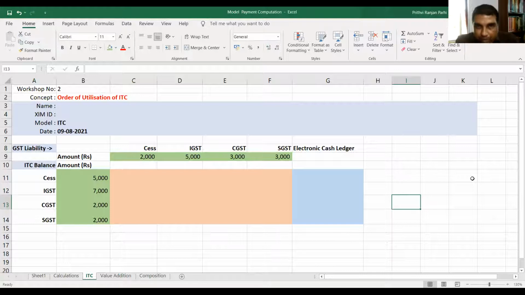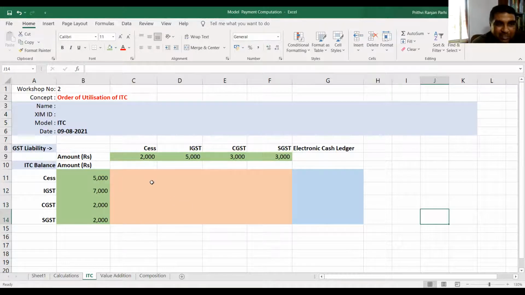Now tell me, if this is the situation, how to use it? Next class, everybody has to come with this format. I'll be changing the figures, different figures for everyone, and everyone has to give a presentation explaining how this has to be utilized. We'll see how you are able to maximize the utilization of ITC.